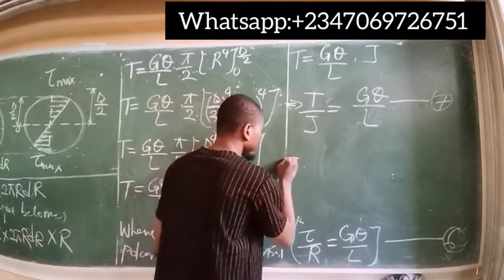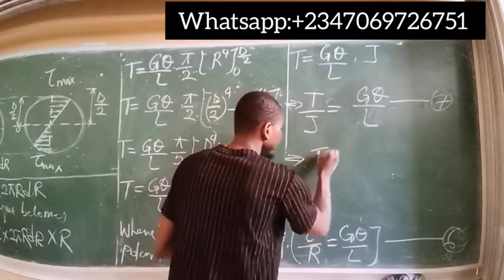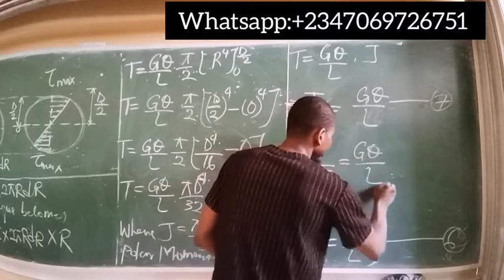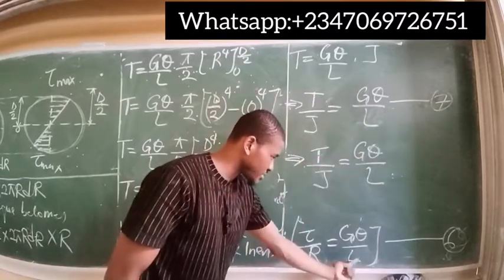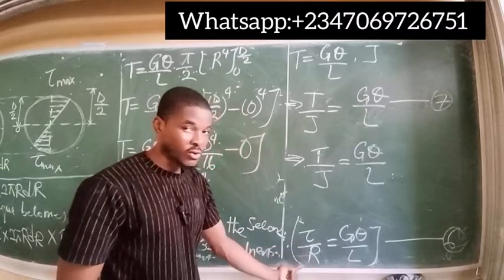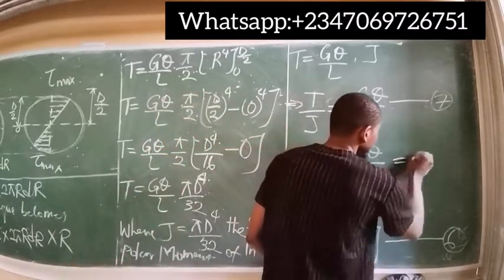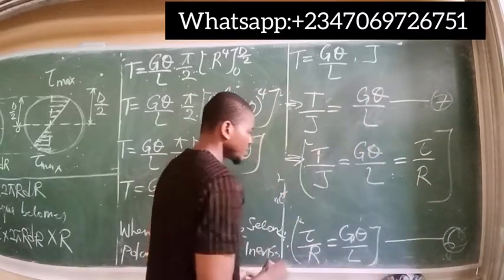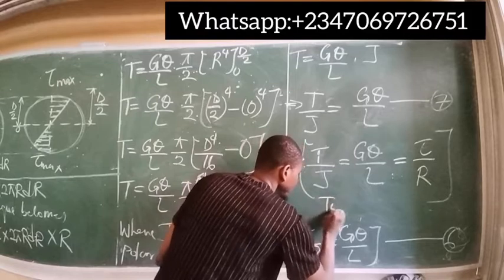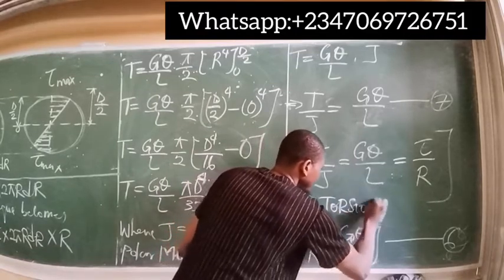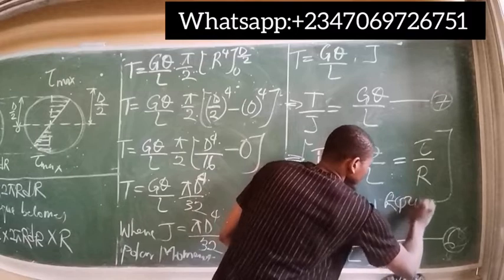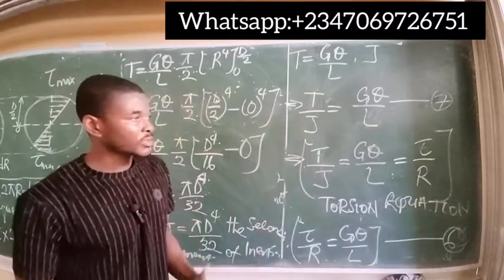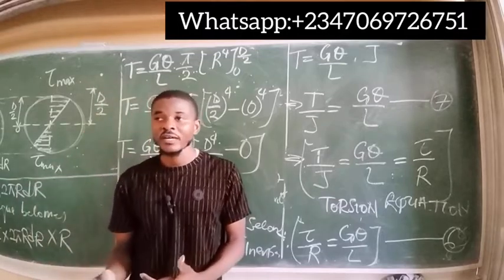So this simply now implies that from here, T all over J equals Gθ all over L. Meanwhile, Gθ over L, as can be seen here, is also equal to shear stress all over radius. Alright guys, so this equation is what we call the torsion equation. That's how you derive the torsion equation.